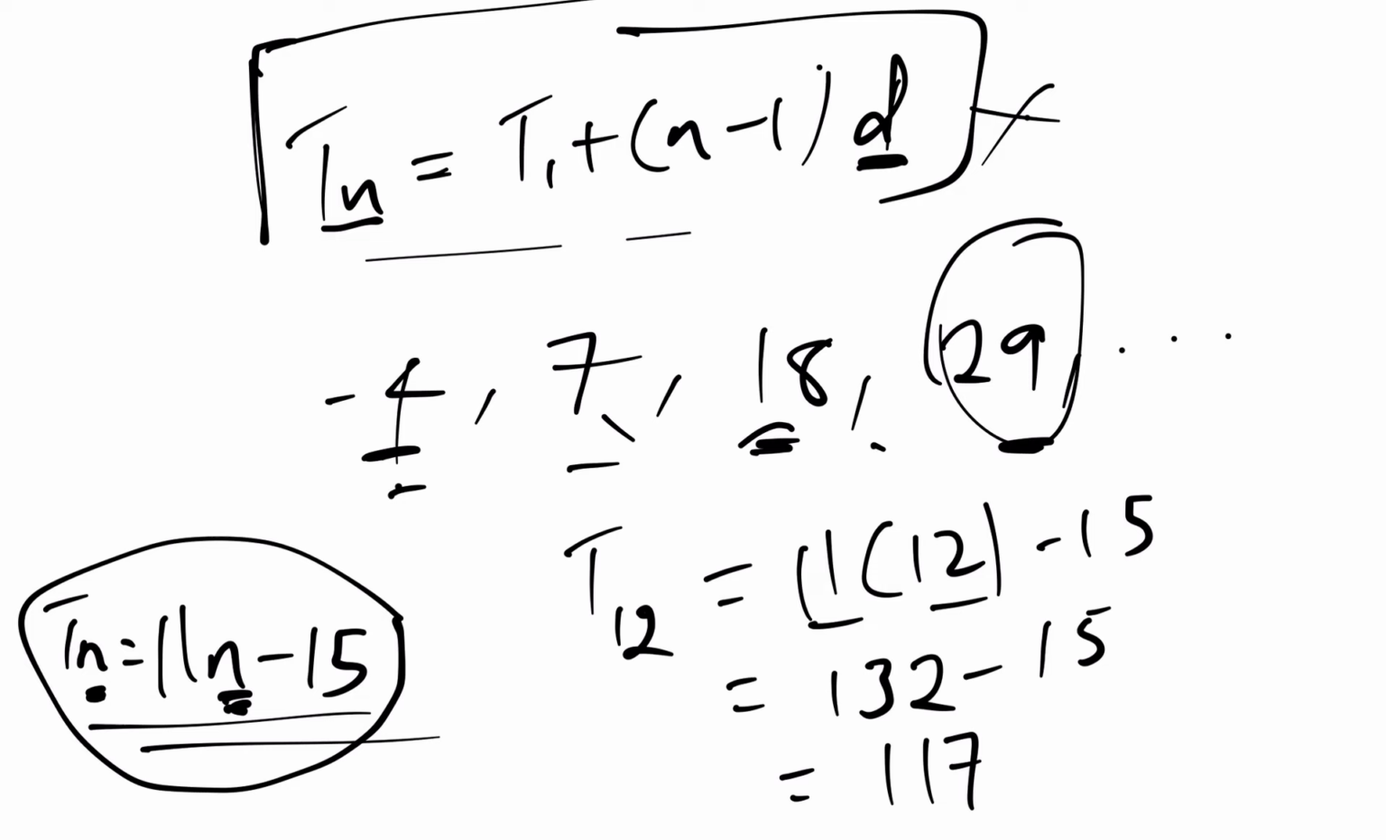You could get the 117 the hard way too. You would say after 29, what term do you get after this term? What term do you get after it? Until you get to term number 12. It's just going to take you some time, and it's even easier to commit mistakes. Otherwise, I'm done on this one.